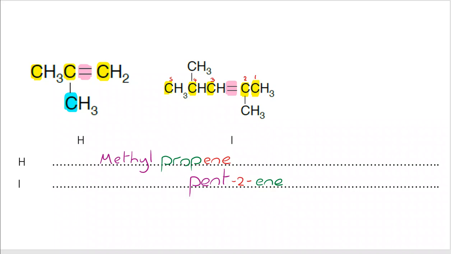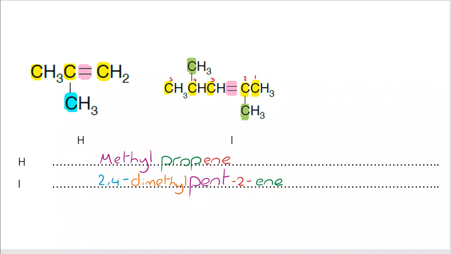Now again, remember, you don't just number left to right. You are going to number so that the higher priority functional group has the lowest possible number. In this case, alkenes have a higher priority than alkyl side chains. So I'm numbering from the right-hand side. So it's pent-2-ene. Now, I have got 2 methyls coming off that chain, so it's dimethyl, and they are on the 2nd and the 4th carbon. So that's 2,4-dimethylpent-2-ene.